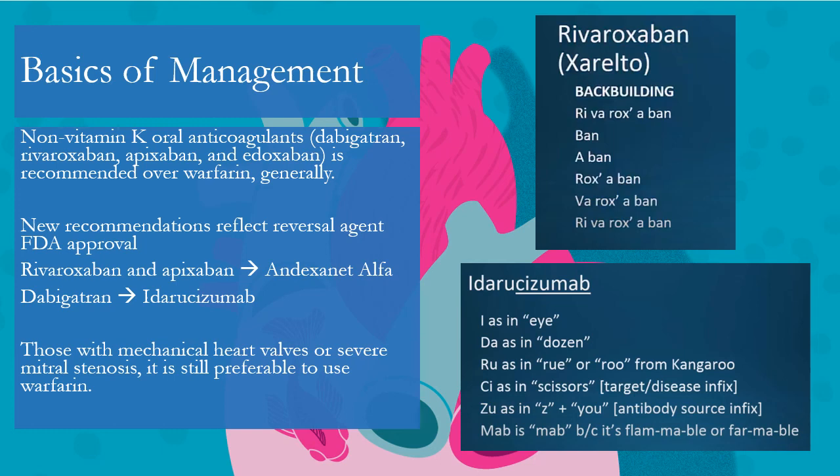So rivaroxaban and apixaban have the reversal agent andexanet alfa, and then dabigatran is reversed with idarucizumab. Patients with mechanical heart valves, though, or severe mitral stenosis, it's still preferable to use warfarin, just easier to control. The difficult thing with these newer anticoagulants is that it's more difficult to monitor them. There are labs to monitor them, they're just not as available.